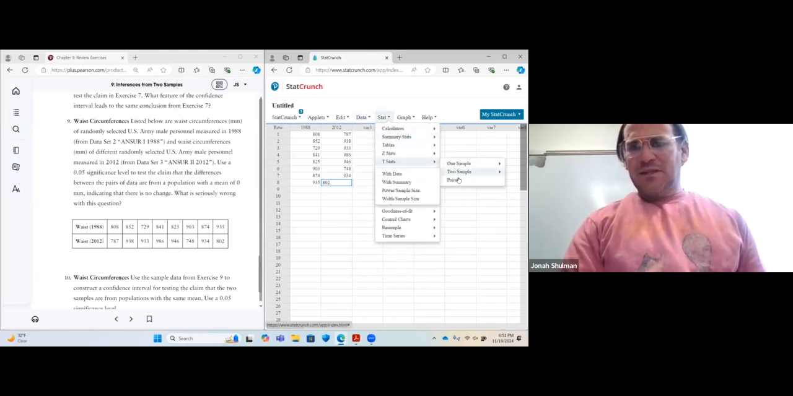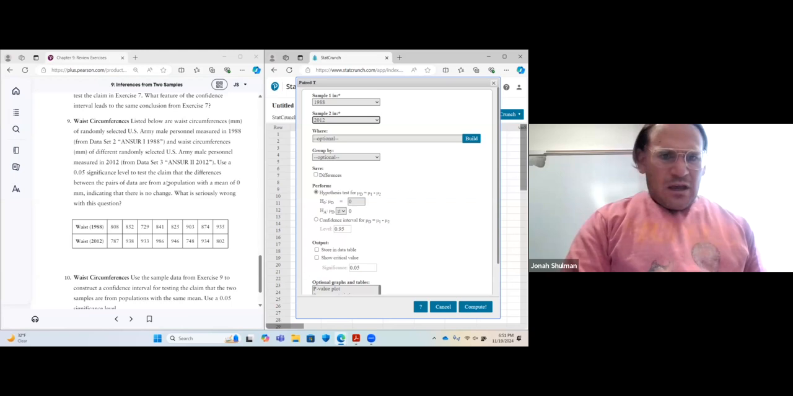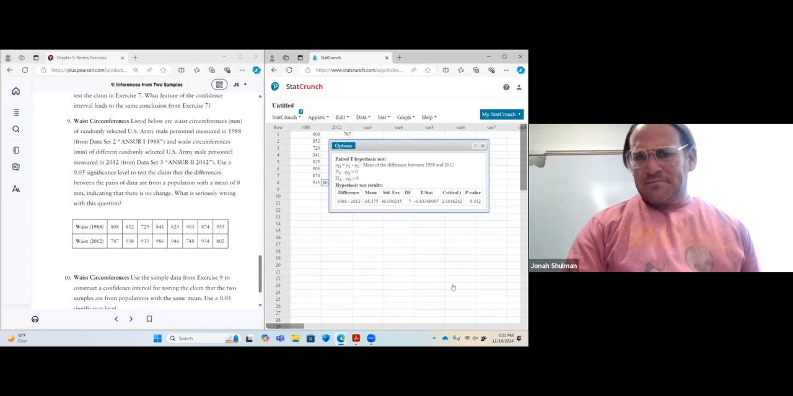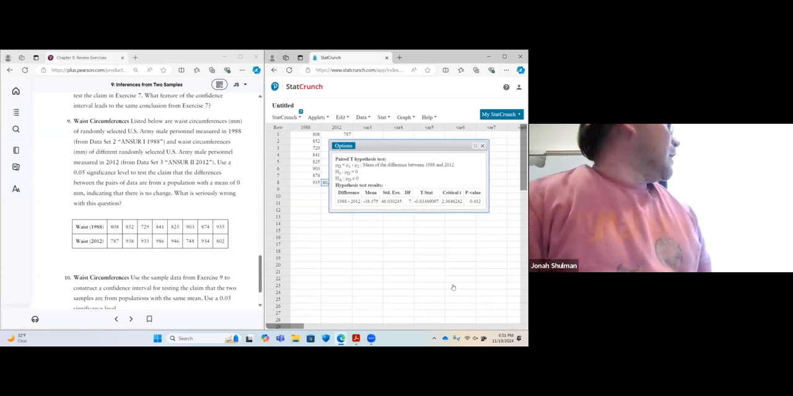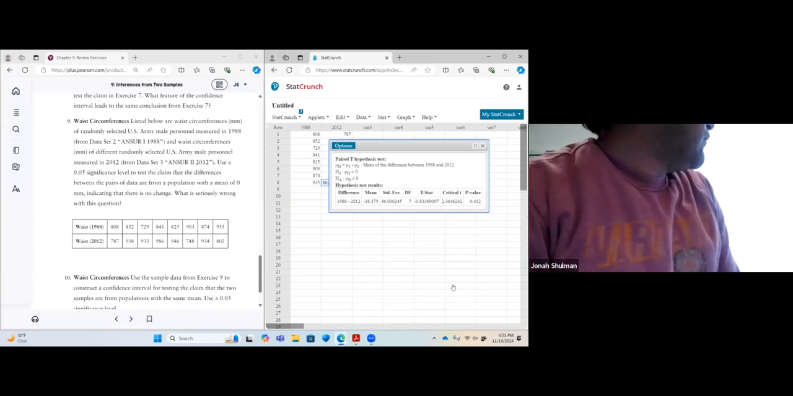T-stat. They're telling me this is paired. I disagree with it. 1988, 2012. And it's just this one. It's a two-tailed test. And we're using a 0.05 significance level. So let's see what we get. All right. I got non-significant difference between them. I guess they're close enough.